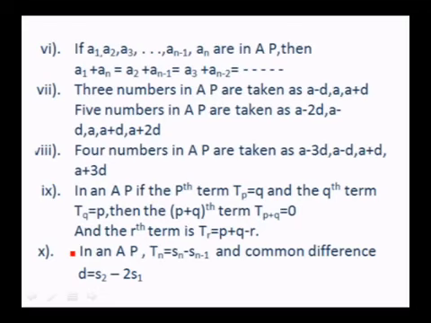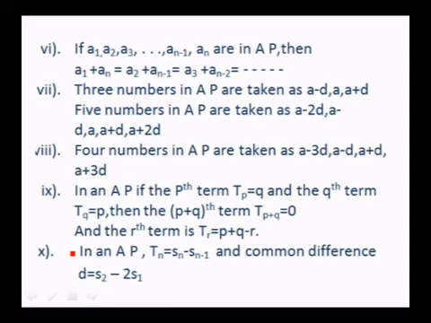Next, whenever you need to take 3 numbers in an AP, better you take them not as A, A plus D, A plus 2D. Better if you take A minus D, A, A plus D, because it will be helpful to solve the problems whenever the sum is given. Whenever you need 5 numbers in AP, you can take them as A minus 2D, A minus D, A, A plus D, A plus 2D. Suppose you need 4 numbers in AP, then we actually jump. We take the common difference as 2D and not as D: A minus 3D, A minus D, A plus D, A plus 3D, because when you take the sum, it will be 4A, like that.